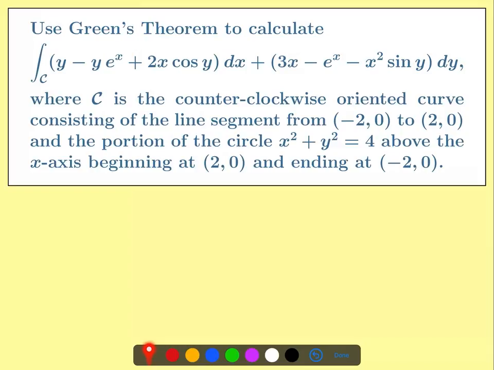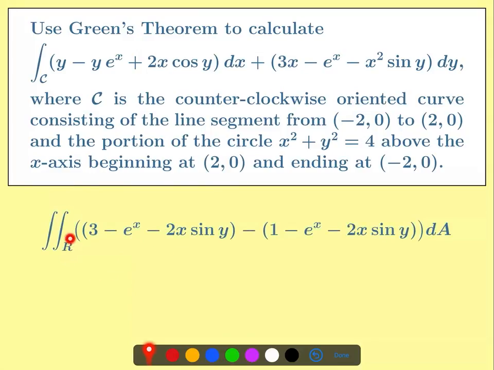We have a line segment going from minus 2, 0 to 2, 0 on the x-axis. And then we want to go from 2, 0 back to minus 2, 0 along the circle x squared plus y squared equals 4 above the x-axis. So it's a half circle like we had before, but we're starting at minus 2, 0, going to 2, 0, and then doing a half circle on top. Notice that's counterclockwise. So that's the region we'll be integrating over, that half circle.